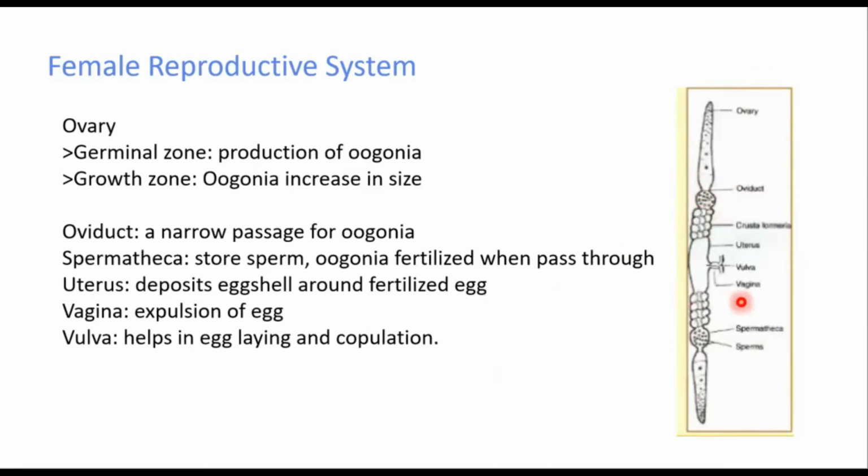This is the oviduct. And next is the spermatheca here. This is where they store sperm, and the oogonia are fertilized when passed through. And here the uterus deposits the eggshell around the fertilized egg, and the vagina, wherein the egg will be exposed, and the vulva which helps in egg laying and copulation.